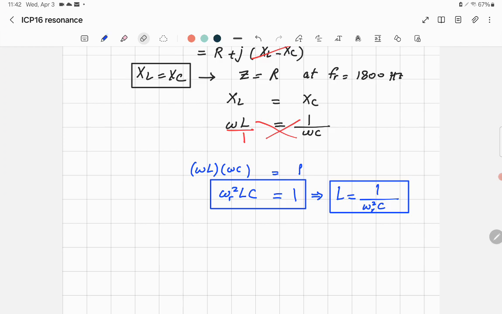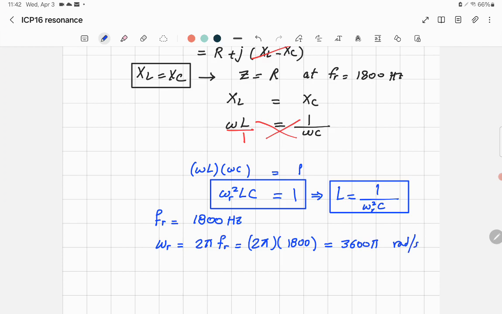So you convert this to angular frequency. Let's just write the resonant frequency is equal to 1800 hertz. So the resonant frequency in radian per second will be equal to 2 pi f, which is 2 pi times 1800. That will give 3600 pi radian per second. If you would like to evaluate the value, you can do it, but we'll leave it like that.